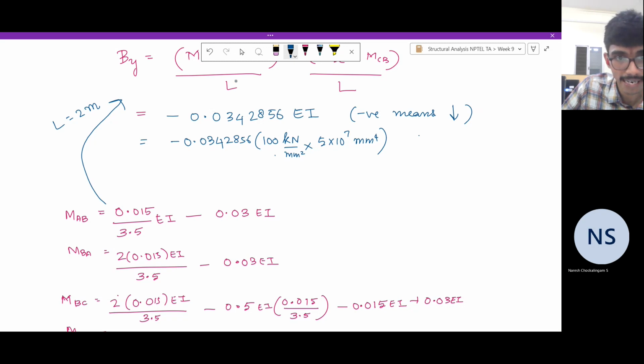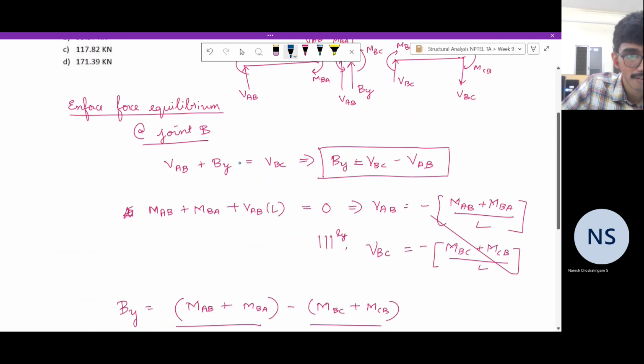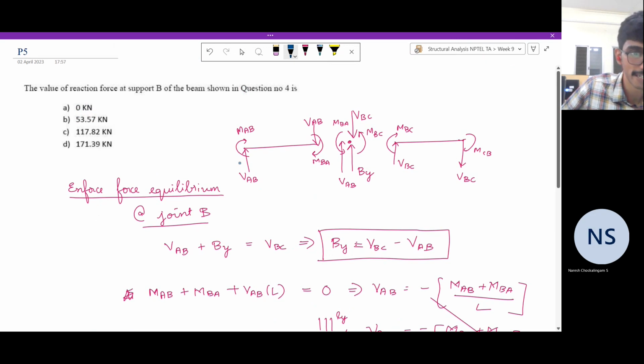we have already divided by L everywhere. So you will get this to be equal to minus 171.4 kilonewton. So the answer is option D.